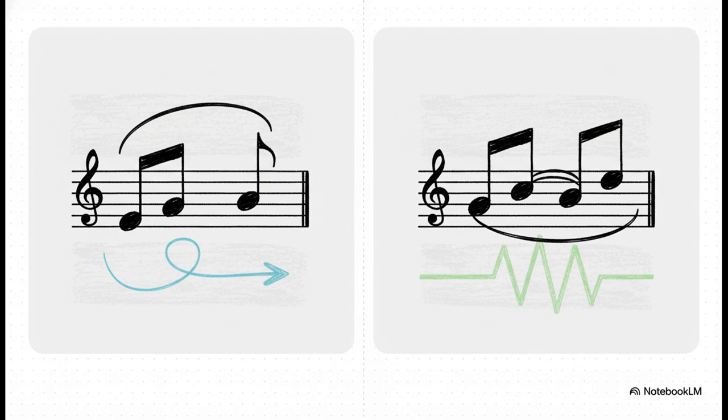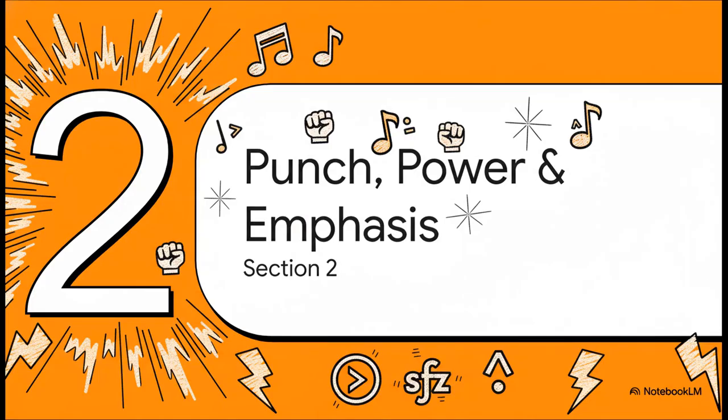A tie, on the other hand, connects two of the exact same note. It just turns them into one longer sound. So, simple way to remember, a slur creates a smooth phrase, a tie creates a longer note. All right, let's move on to our next group.